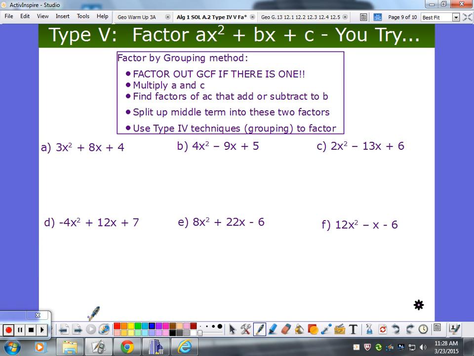So try this. The rules are right here. They're on your paper. Don't forget to multiply the A and C. That splits up that middle term. If you look at your flow chart, who's got their flow chart handy? I do. Turn it over. Type 5. There are all kinds of little tricks for type 5. I want you to learn the real way, which is this way. Okay? There are other ways.